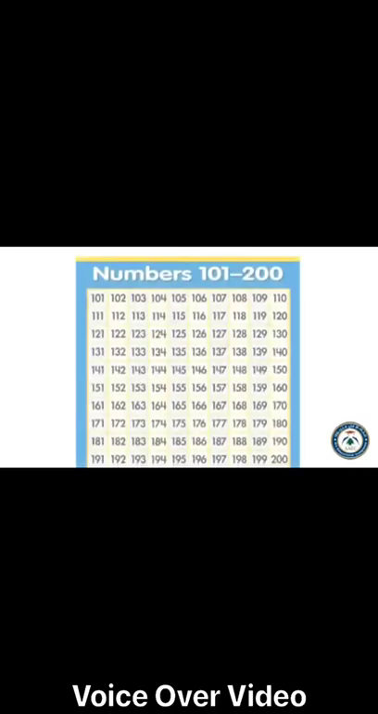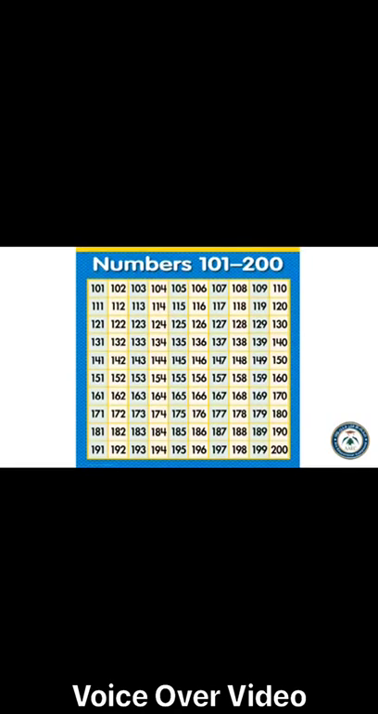At the beginning, let's see the numbers from 101 till 200 in this chart. They are like the numbers from 1 till 100, but with an extra digit, which is the hundreds digit. So please pause the video and count by yourself from 101 till 200. Don't cheat.